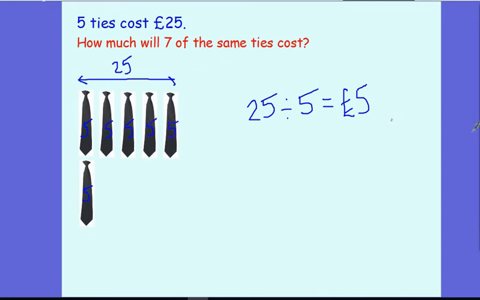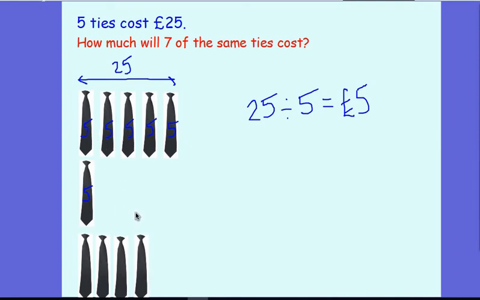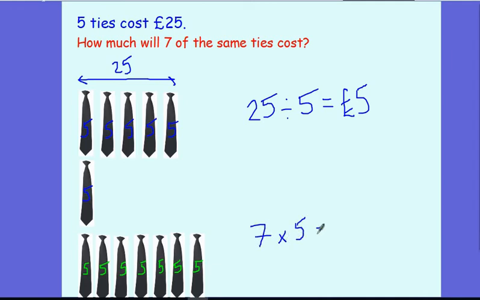But I've been asked how much will 7 of the ties cost? So I've got 1, 2, 3, 4, 5, 6, 7. If each of those 7 ties costs me 5, 1, 2, 3, 4, 5, 6, 7. KJ, how much will 7 ties cost? Brilliant, 7 times 5, which is 35.